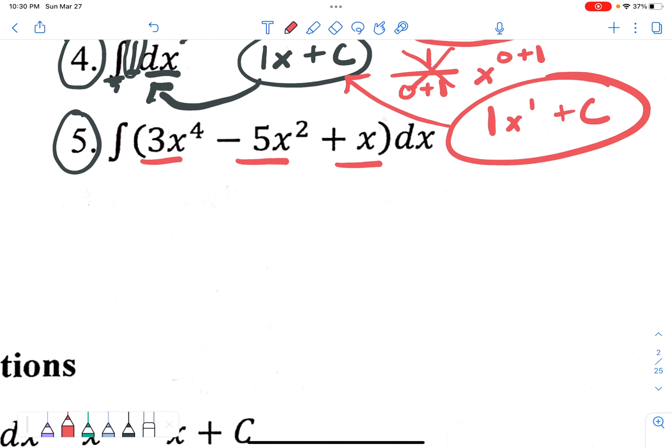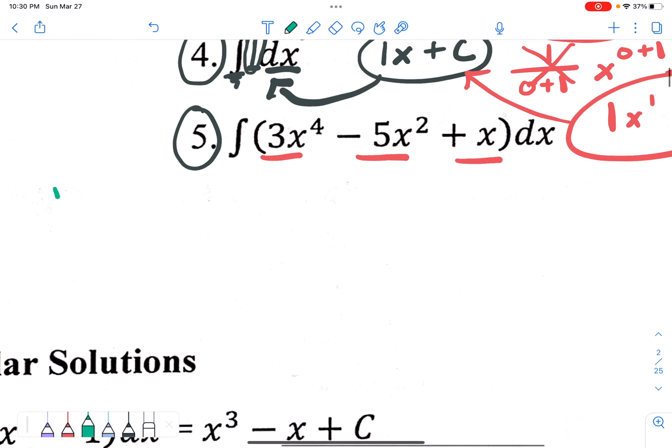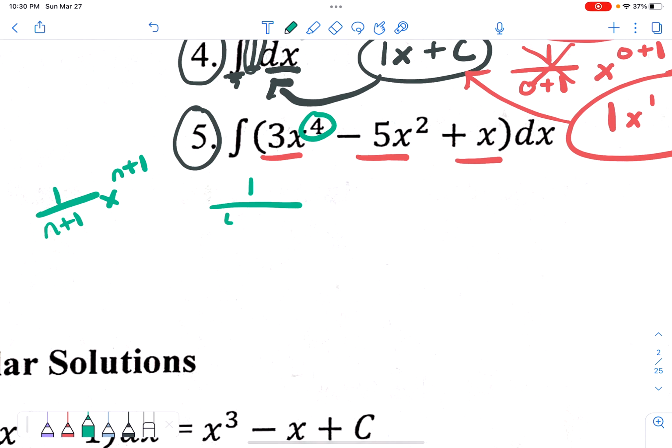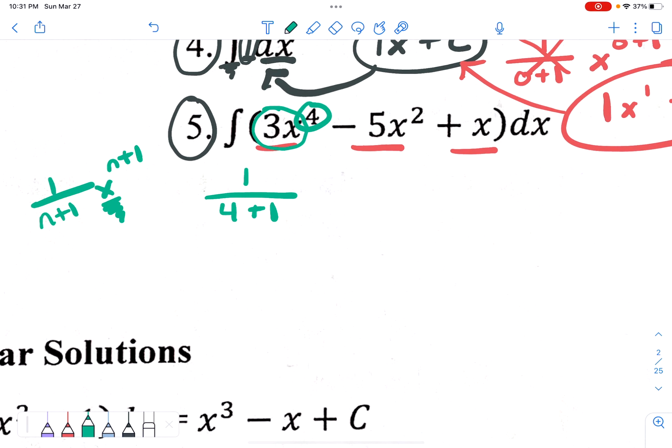So, again, remember that we have 1 over n plus 1, x to the n plus 1. Okay? All right, so I have 1 over n, and n is 4, so I take 4 plus 1. Now, since there's a 3x here, though, I have to take the 3x in this spot, so I'm not going to just put x, I'm going to put 3x, because that's like the whole chunk there. And then I do n plus 1, which is 4 plus 1 to this guy, right?